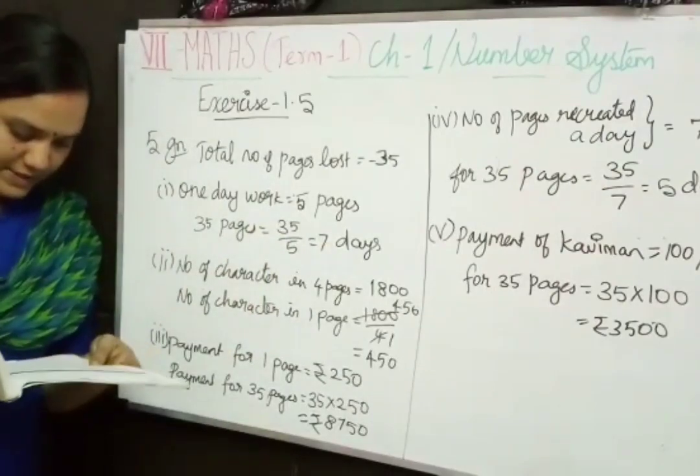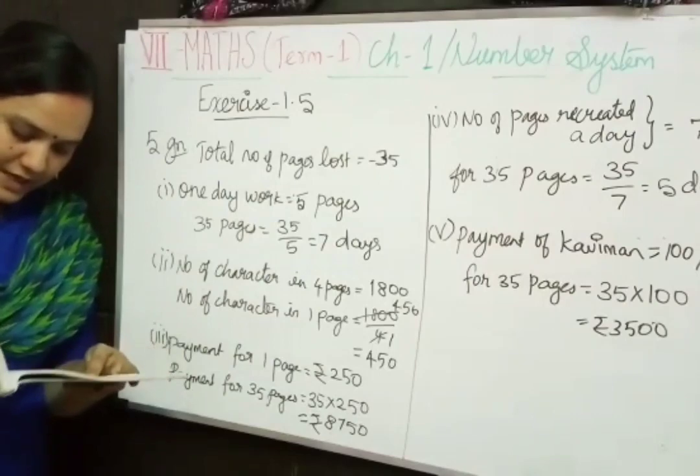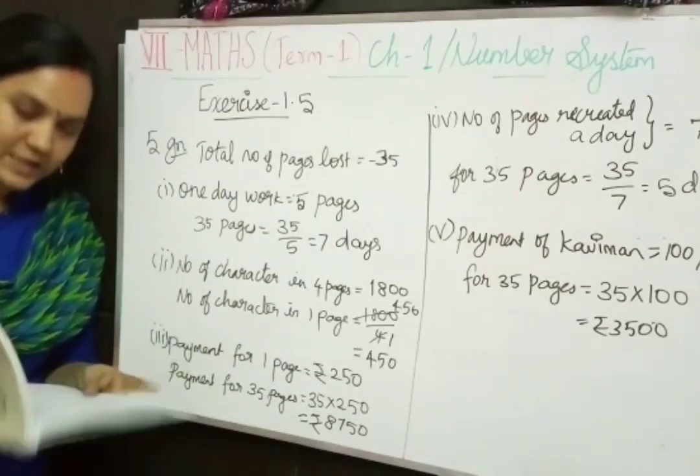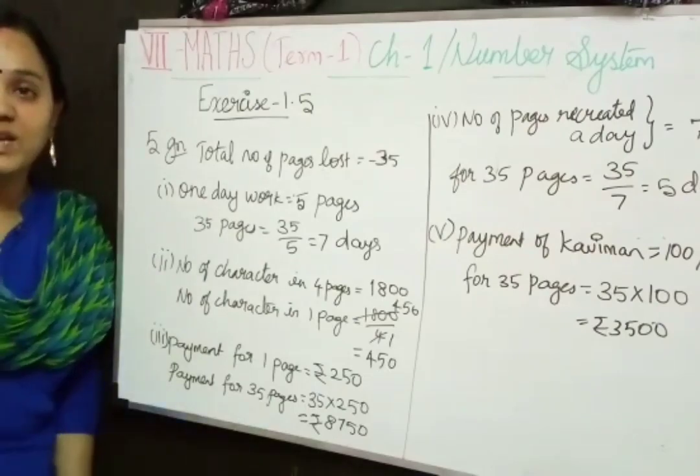So the second option is: if 4 pages contained 1800 characters, how many characters were lost? Character means words.